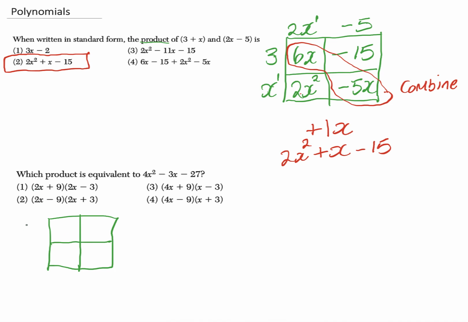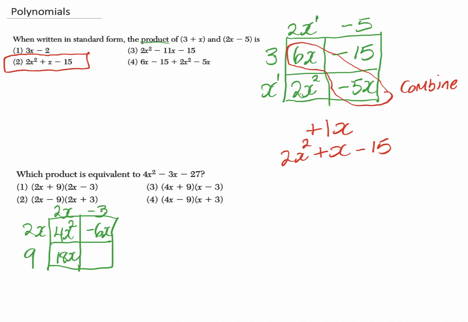So here's my first one. So this is 2x and this is 9. This is 2x and this is negative 3. And we're going to begin multiplying. 2x times 2x will be 4x squared. 2x times negative 3 will give me negative 6x. 9 times 2x will give me 18x.